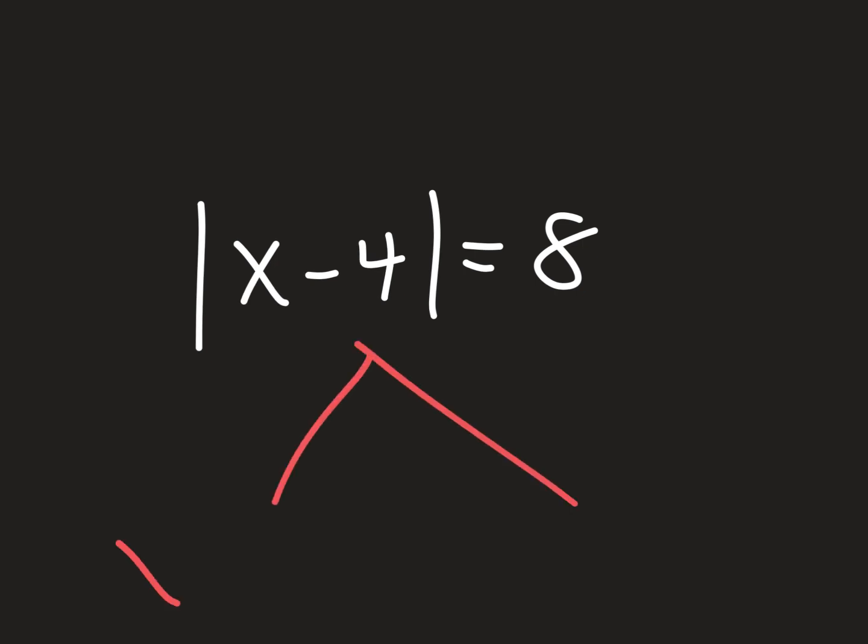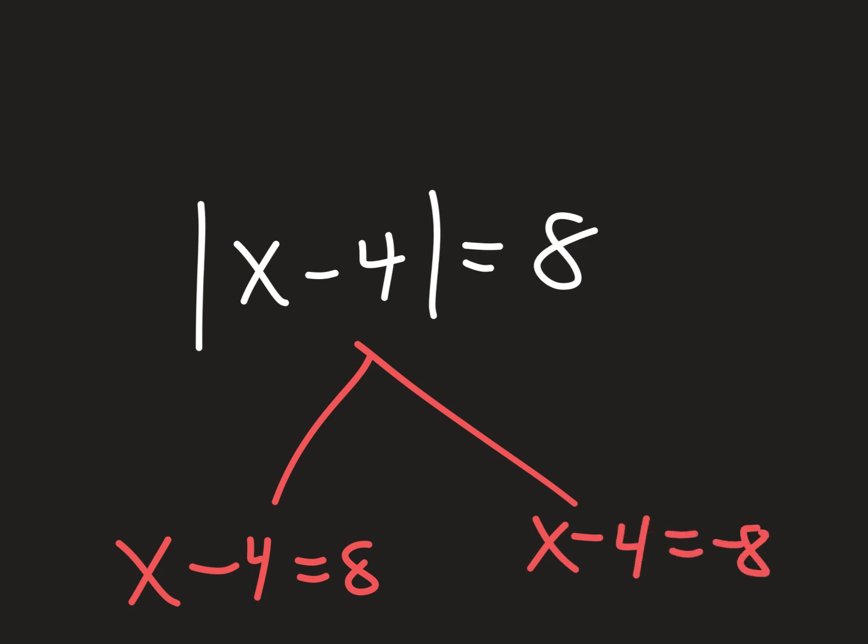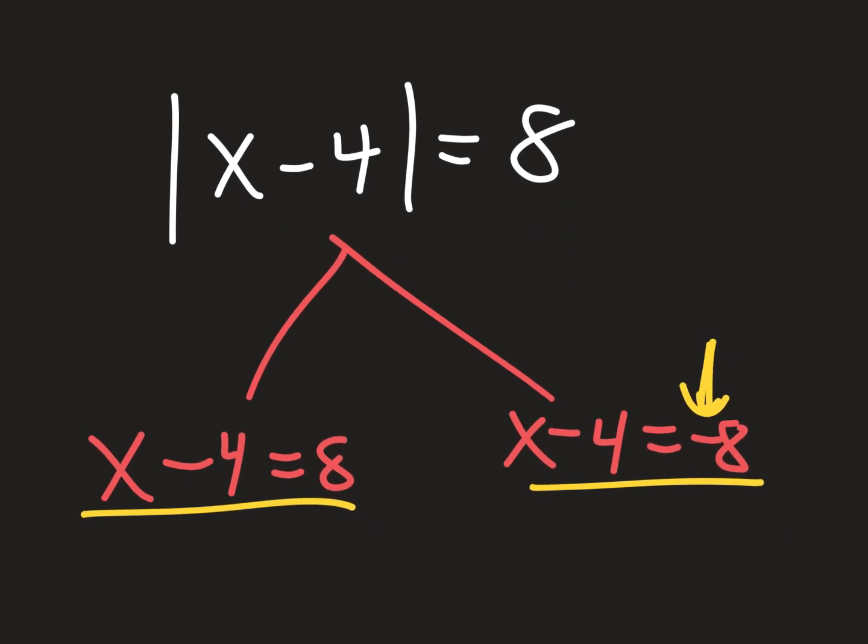Split. X minus 4 is 8. X minus 4 is negative 8. And I want you to ponder for a second. These are identical to each other, except for one negative right there. Otherwise, they are absolutely the same equation with one little negative thrown in. Okay. So as I solve them, though, I will get different answers. The answer isn't like plus and minus 5. It's not.